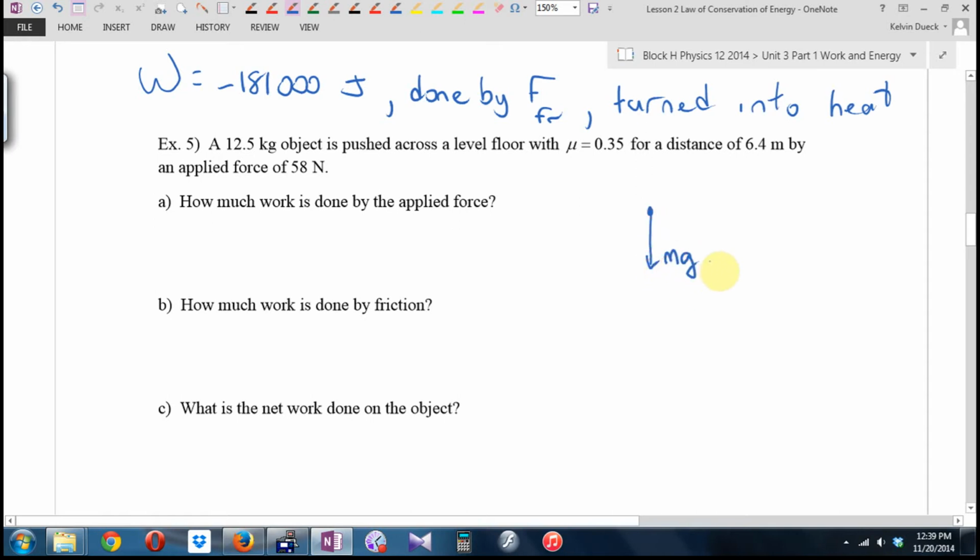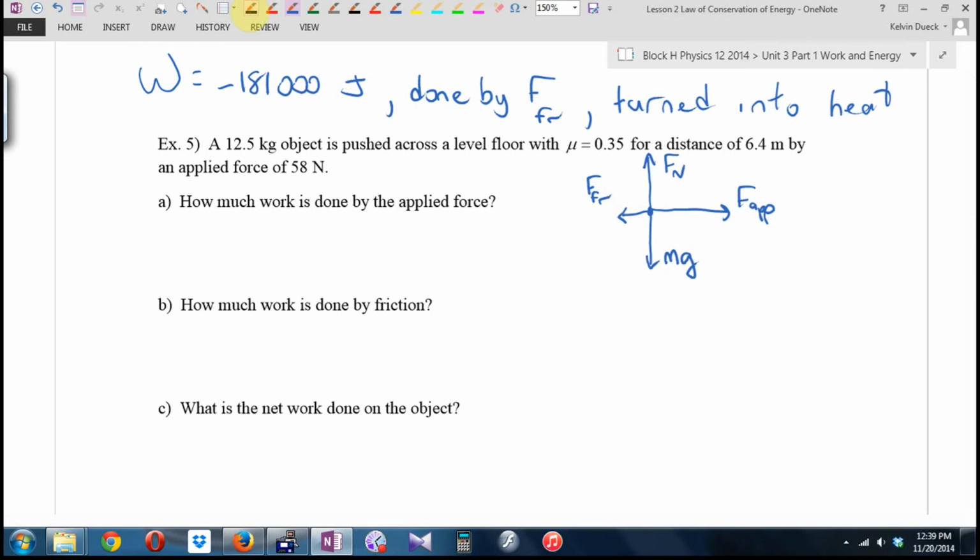Is this mass sinking into the ground? Is it flying into the air? Does this question mention any forces at angles? In other words, is this a lawnmower question? Then you know what I can say? The normal force is going to be the same size as mg. What else? There's an applied force. Okay.